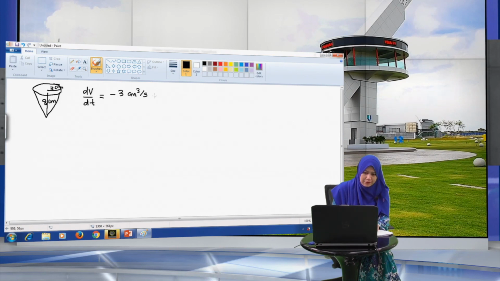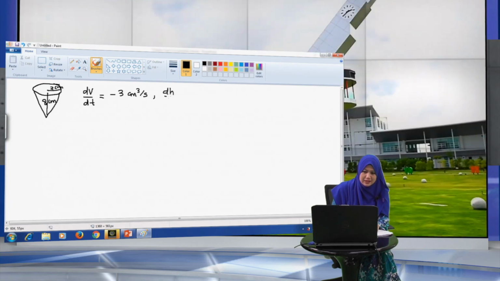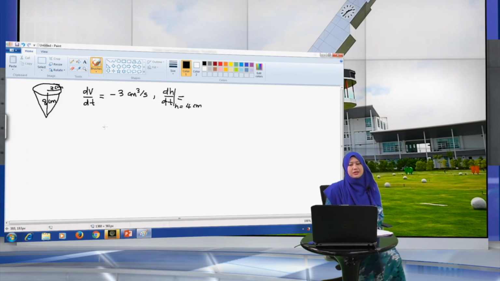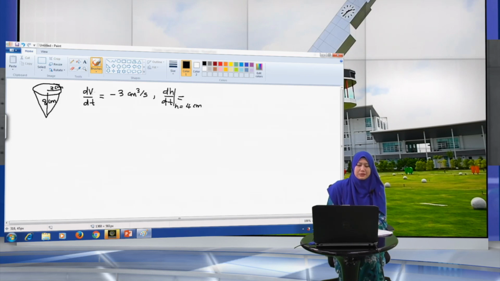The question is how fast is the height of the water decreasing? So height is h, dh/dt equal to what? And the condition is when h is 4 centimeter. So look here, what is the relation between the volume of a cone and the height of the cone? We know that the formula for volume of a cone is V equal to 1/3 pi r square h.